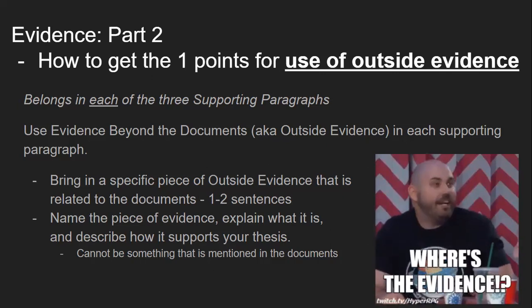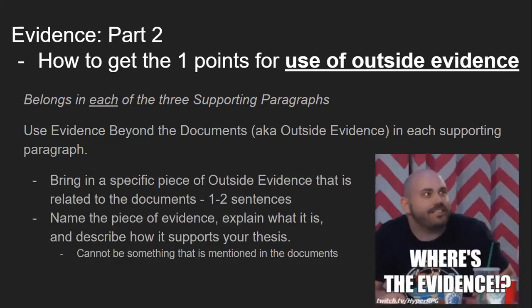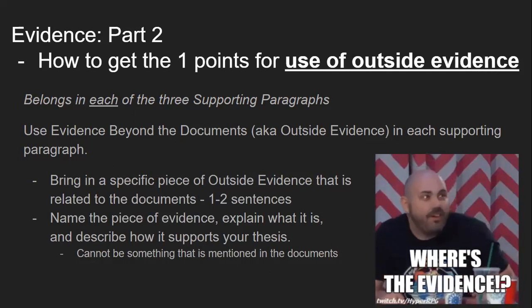So if you've done all the stuff you need to do with the documents as far as describing the document and explaining how it supports your thesis, so two to three sentences for each document, right, for describing the document and how it supports your thesis, and if you've done one to two sentences per paragraph based on the outside information, and in those one to two sentences, you named the piece of evidence, you explained what it is, and you described how it supports your thesis, then you've gotten all of those points. Okay, so that's the evidence. So now you're at a 5 out of 5. There's only two points left.